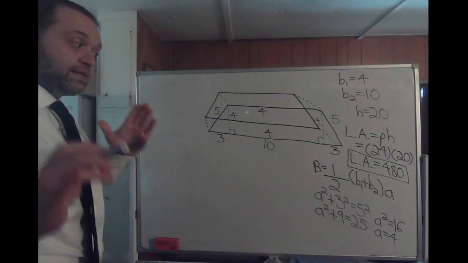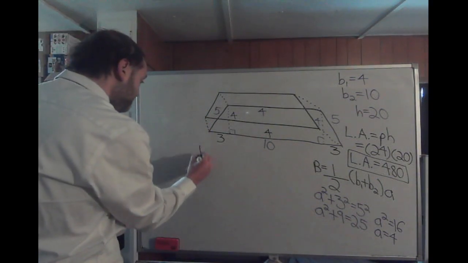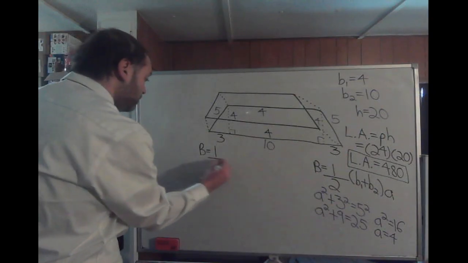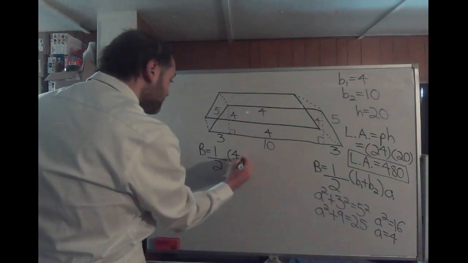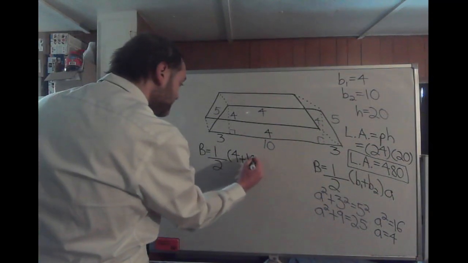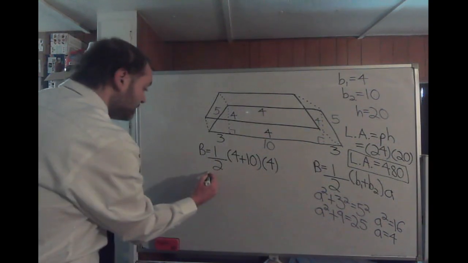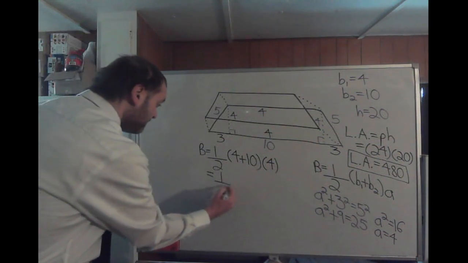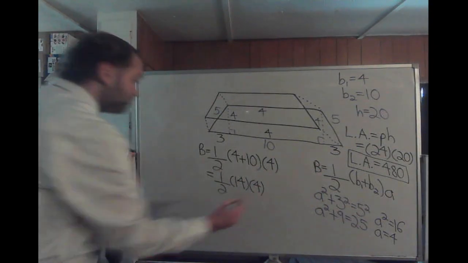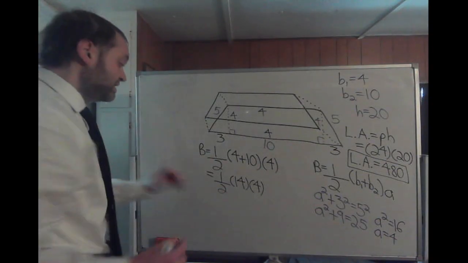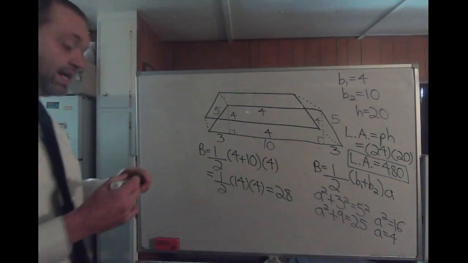Now we can find the area of the base. So the area of the base is equal to 1/2 times the first base, which is 4, plus your second base, which is 10, times the altitude of the trapezoid, which is also 4, which would give you 1/2 of 14 times 4. What's 1/2 of 14? That's 7 times 4. That means the area of the base, being a trapezoid, is 28 square units.